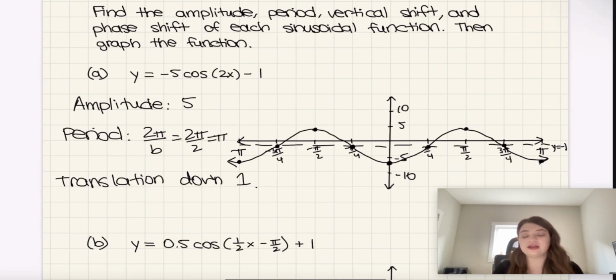And then actually, I guess there's 4 ways because I forgot about the reflection. There was also a reflection in the x-axis, so that was a change. And then the last change was the period length. Instead of being 2 pi like normal, this one was only pi.